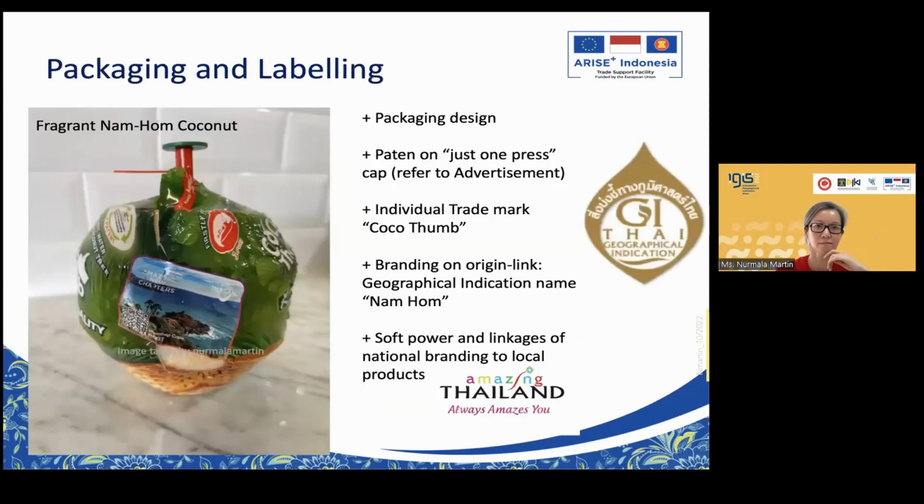All right. And the next one is Namhom coconut, fragrant coconut. I like this very much because I was able to buy it in Indonesia, in Jakarta, and it is a coconut from Thailand. It is a GI, and I was surprised to see the GI logo already stuck on the packaging. And more than that, the intellectual property side of the packaging is that the packaging design itself has one press cap where you press on this green button on the top, and then a straw will come up, and then you can drink the product right away.